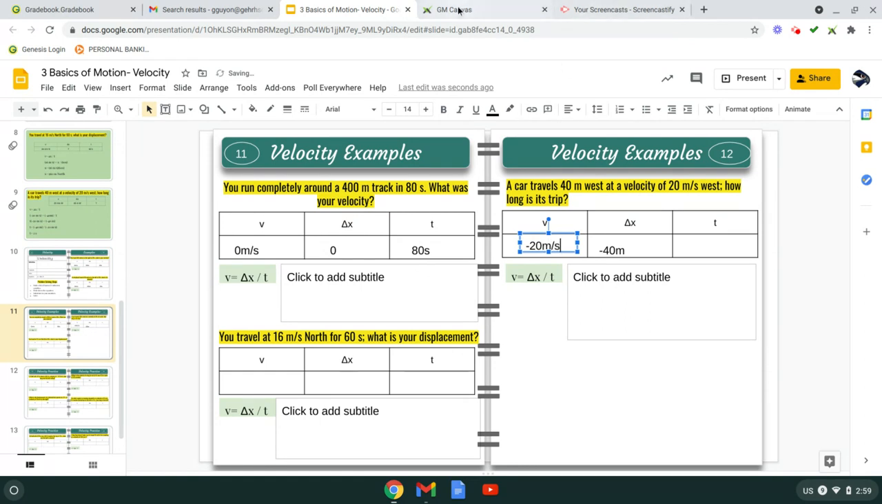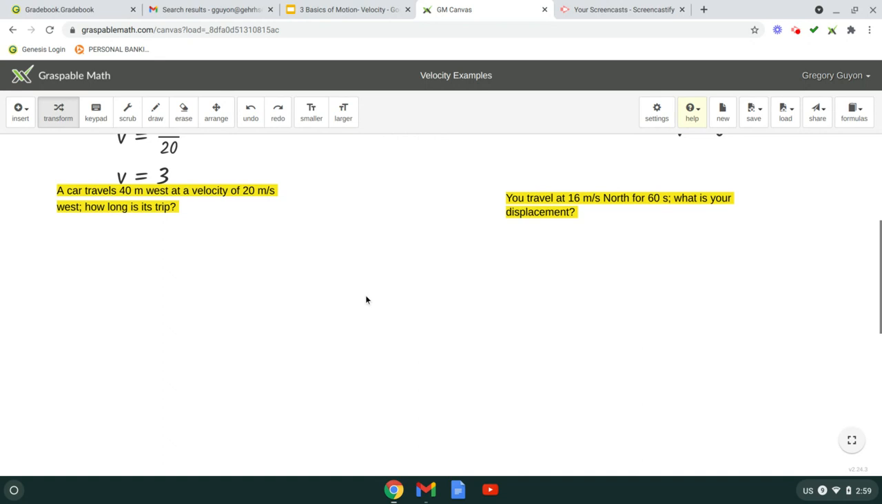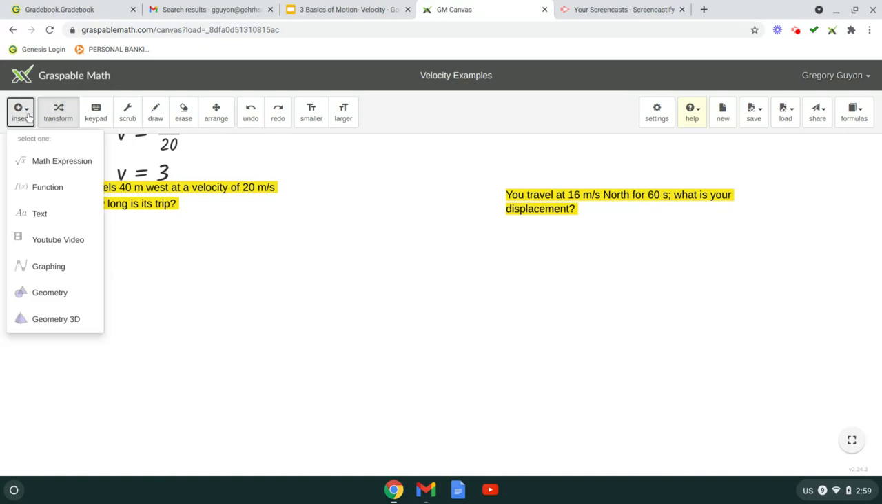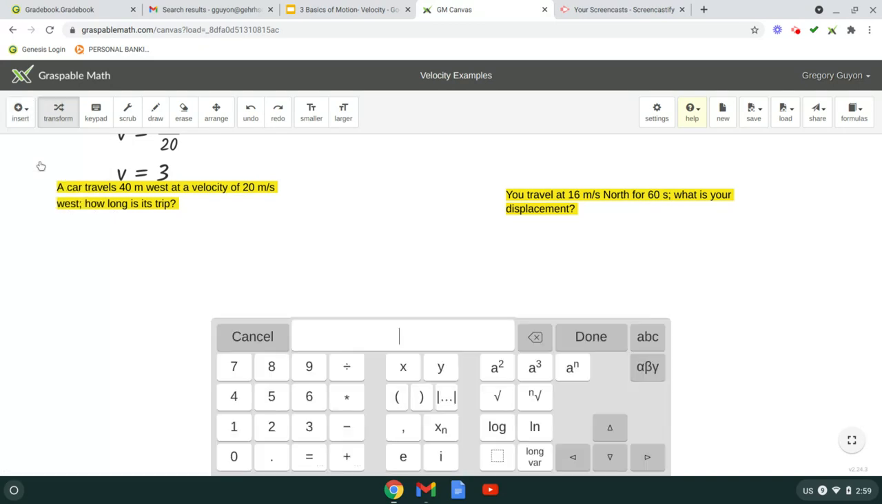Now we go back to the canvas. If you notice, I did not put any information in here for you, so we have to plug it in ourselves. In order to plug in what we have, we go here and click Math Expression. In this case, our x is equal to negative 40.